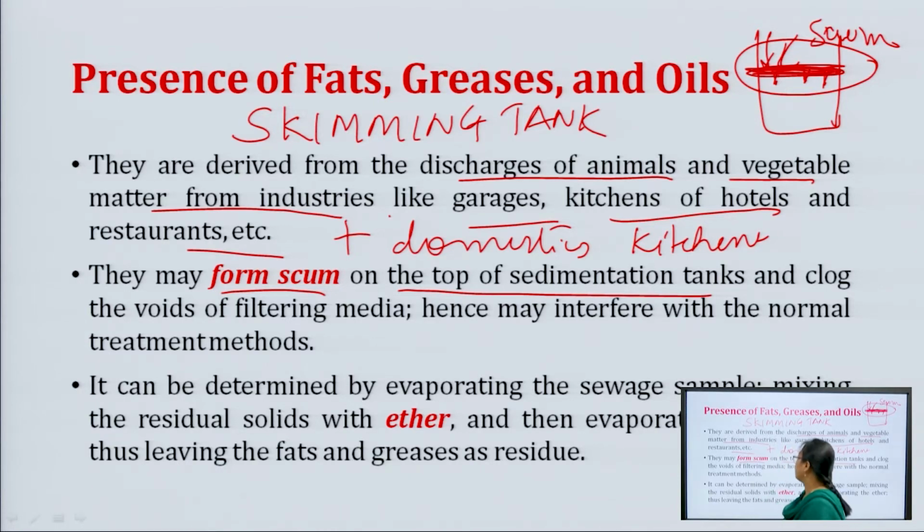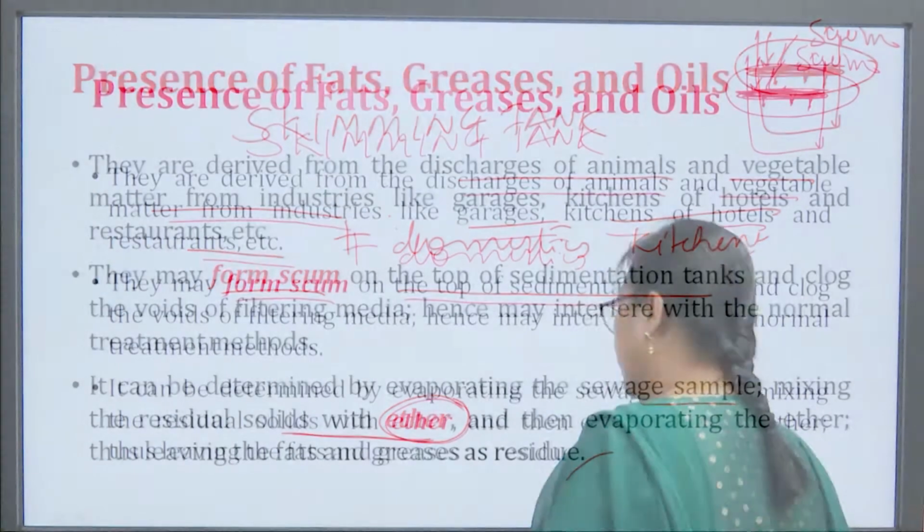Okay. So, it can be determined. How is this fat, grease and oil determined? It can be determined by evaporating the sewage sample and mixing the residual solids with ether, and then evaporating the ether and leaving the fats and the grease as residue. So, first you evaporate the water, means you remove the water, and whatever is left is mixed with ether. And why ether? Because it is organic and organic solids will dissolve in organic solvent, right. Since fat, oil and grease are organic, then evaporate the ether, leaving the fat and grease as residue.